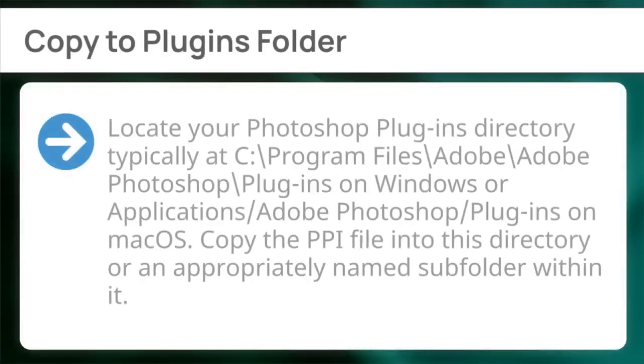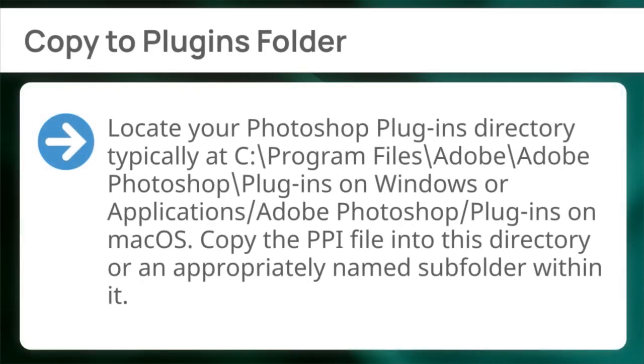First, copy to Plugins folder. Locate your Photoshop plugins directory, typically at C:\Program Files\Adobe\Photoshop\Plugins on Windows, or Applications/Adobe Photoshop/Plugins on macOS. Copy the PPI file into this directory or an appropriately named subfolder within it.